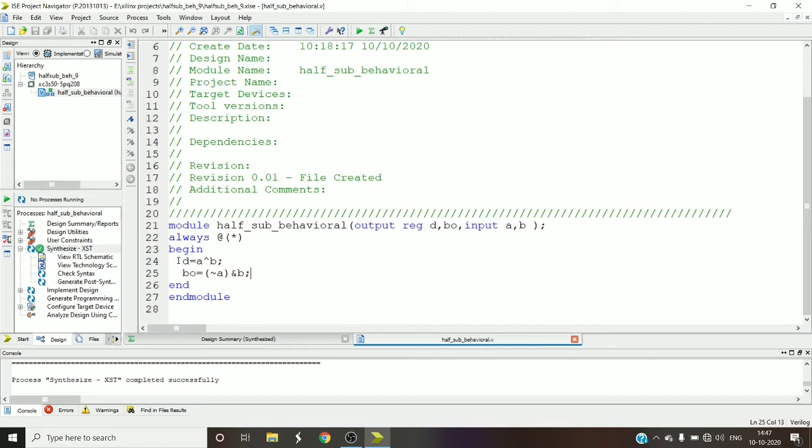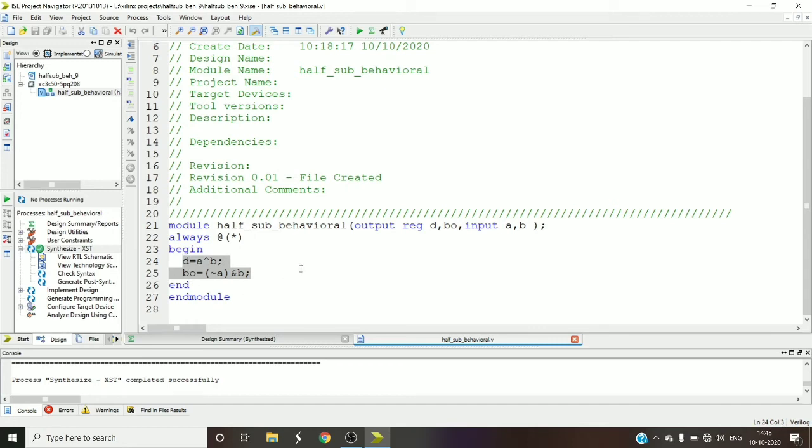Instead, you can remove the assign statement used in data flow, and the equations would remain the same as in data flow. Difference equal to A XOR B. So after execution of A XOR B, that will be assigned to D, that is difference, and A bar B will be executed and assigned to borrow out. You can also write, instead of this, direct behavior, that is A minus B. You can write that. I prefer to write like this. I will tell you the reason in coming videos.